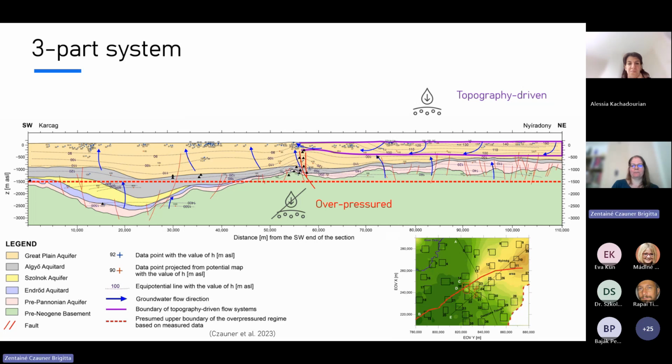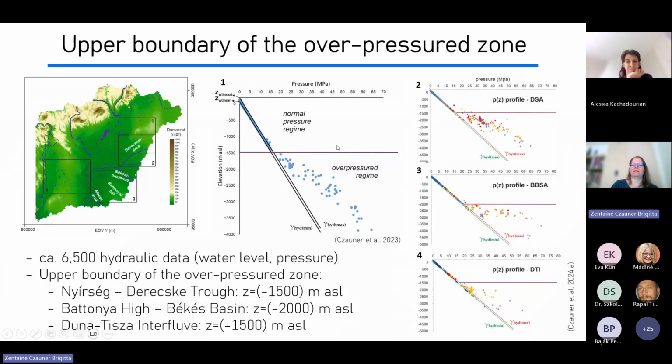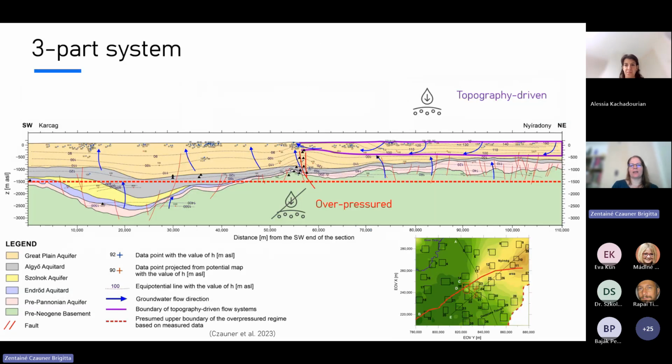Now, based on these PZ profiles, we can see the normal pressure regime, so let's say the topography-driven systems, and the overpressured regime. We always use fluid potential maps to evaluate the groundwater flow systems, but now I would like to skip to the hydraulic cross sections, which give us some very interesting information about the flow systems, because in this section, you can see that this red dashed line shows the approximate upper boundary of the overpressured system.